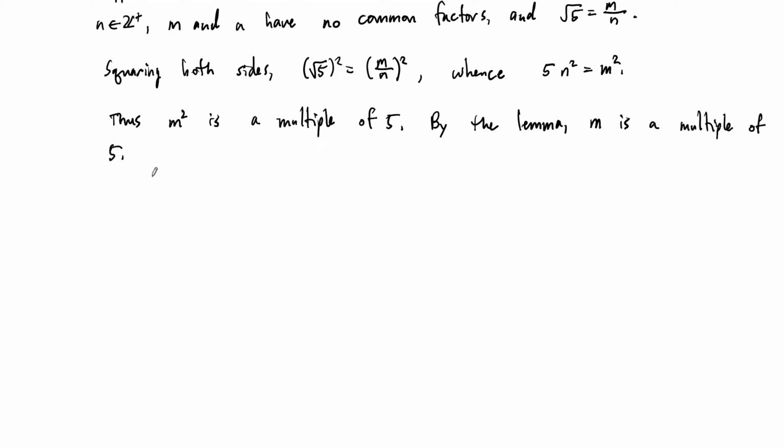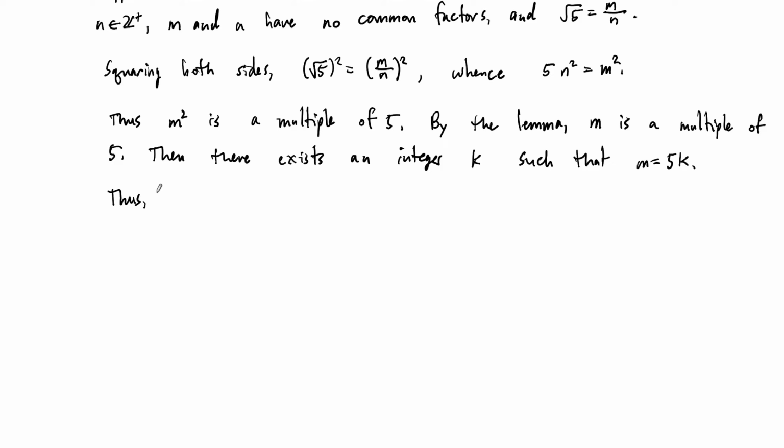And we can now apply the definition of what it means to be a multiple of 5. Well, if m is a multiple of 5, then there exists some other integer, let's call it k. So there exists an integer k such that what's true? Well, m would be equal to 5 times k. m is equal to 5k. Squaring this, what's going to happen?